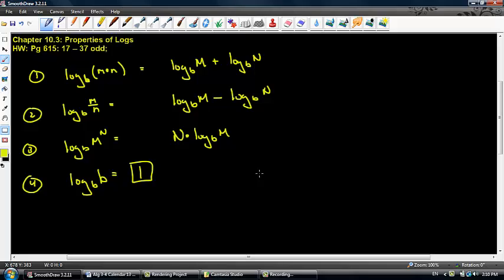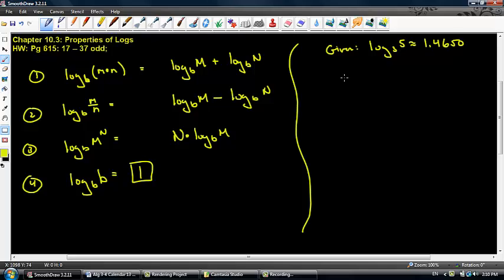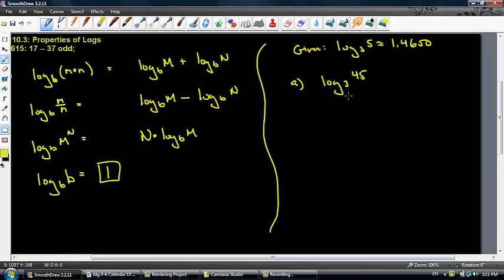How are they going to give this to you in terms of problems? They might ask you to do something like this. They will say, given log base 3 of 5 is approximately equal to 1.4650, tell us what log base 3 of 45 is. From here you have to use your properties of logarithms to figure this out.